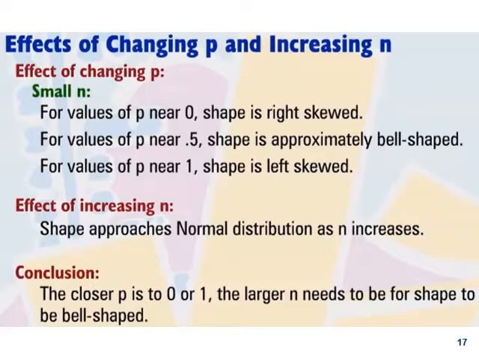So in conclusion, for small n, that is number of trials, a value of probability near 0 gives a right skewed shape. For p near 0.5, the shape is approximately bell shaped. For p near 1, the shape is left skewed. Effect of increasing n: the shape approaches the normal distribution as n increases, and the closer the probability is to 0 or 1, the larger n needs to be for the shape to be bell shaped.